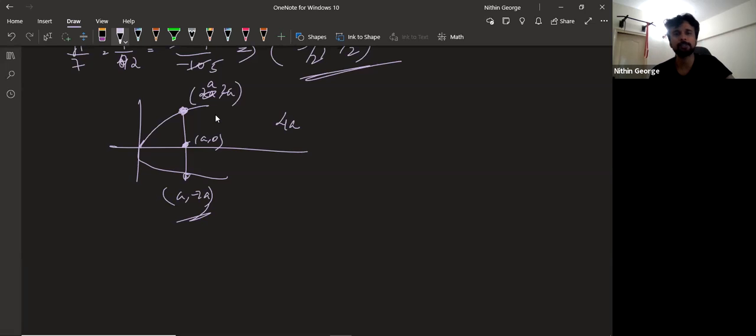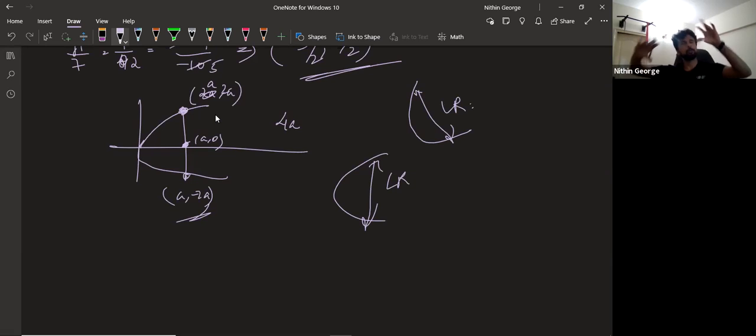Now, when do I say two parabolas are equal? Two parabolas are equal when the lengths of their latus rectums are the same. You don't care how they are oriented. If the lengths of the latus rectums are the same, you can say the two parabolas are equal. This is some extra information. Got this much?